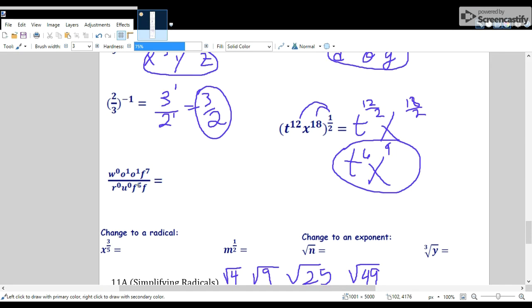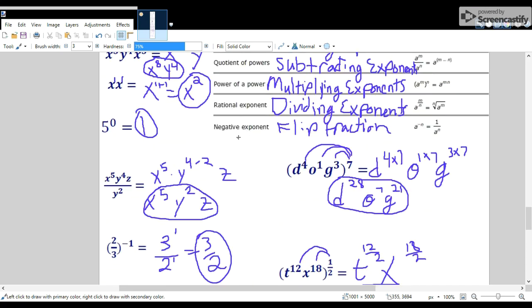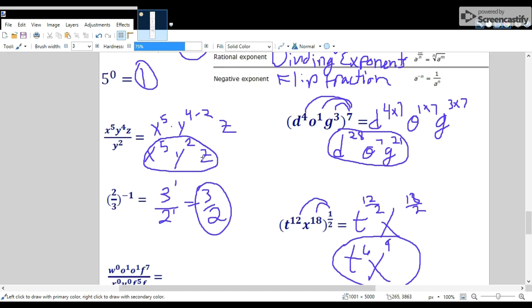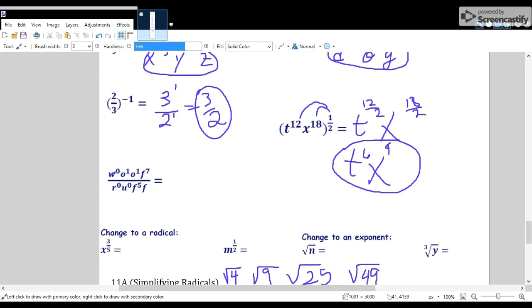Okay, the next one we have w to the 0 times o to the first times o to the first times f to the 7th all over r to the 0 times u to the 0 times f to the 5th power times f to the 1st power. Well, let's get all these zeros out of the way. Anything to the 0 power is 1. So that's 1, that's 1, that's 1. And 1 times a number is still that number, so we could just not write them.